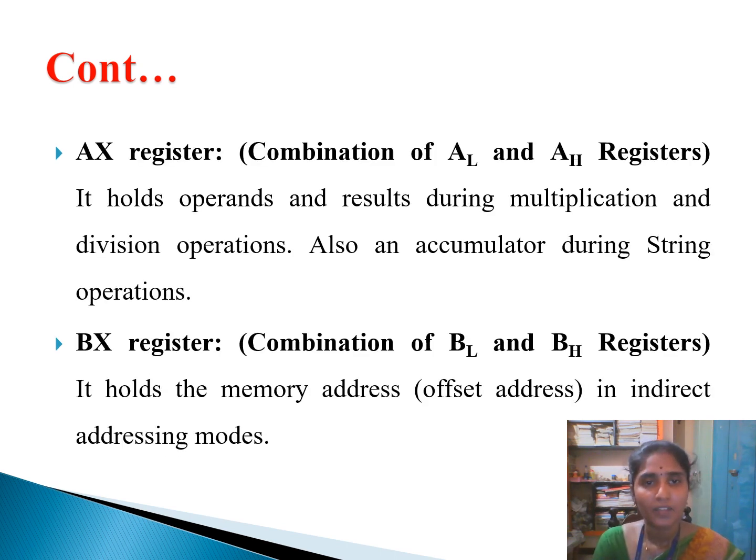AX register is a combination of AL and AH register. It holds operand and results during the multiplication and division operation. Also, it is called as accumulator during string operation. BX register is a combination of BL and BH register. It holds the memory address, that is offset address, in indirect address mode.